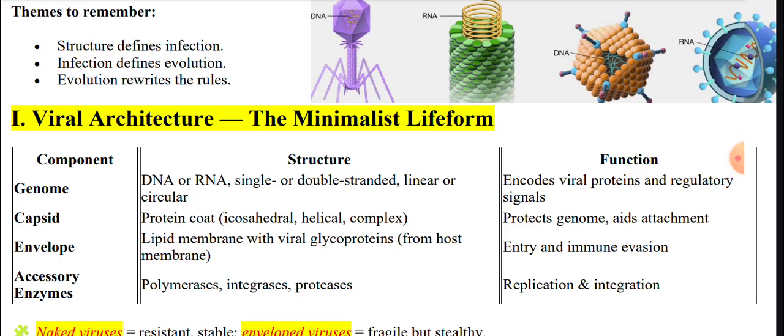Well, the genome is straightforward. It contains the instructions: the code for making viral proteins, the signals needed to take over the host cell. The capsid is more complex. It has two main jobs. First, protect that fragile genome when the virus is floating around. Second, it often has structures on its surface that help it stick or attach to the right host cell.